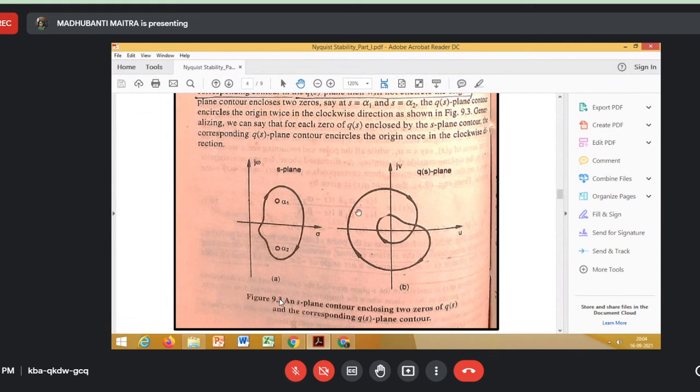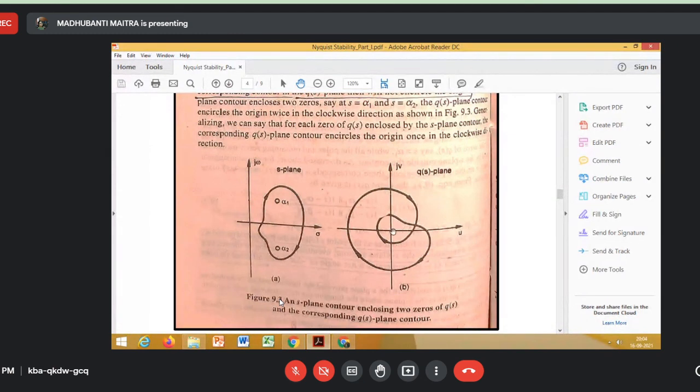Okay. 2 into minus 2 pi, that means the corresponding QS plane contour will encircle the origin of the QS plane twice, in the clockwise direction, sorry, in the clockwise direction, just like this. Follow this cursor.